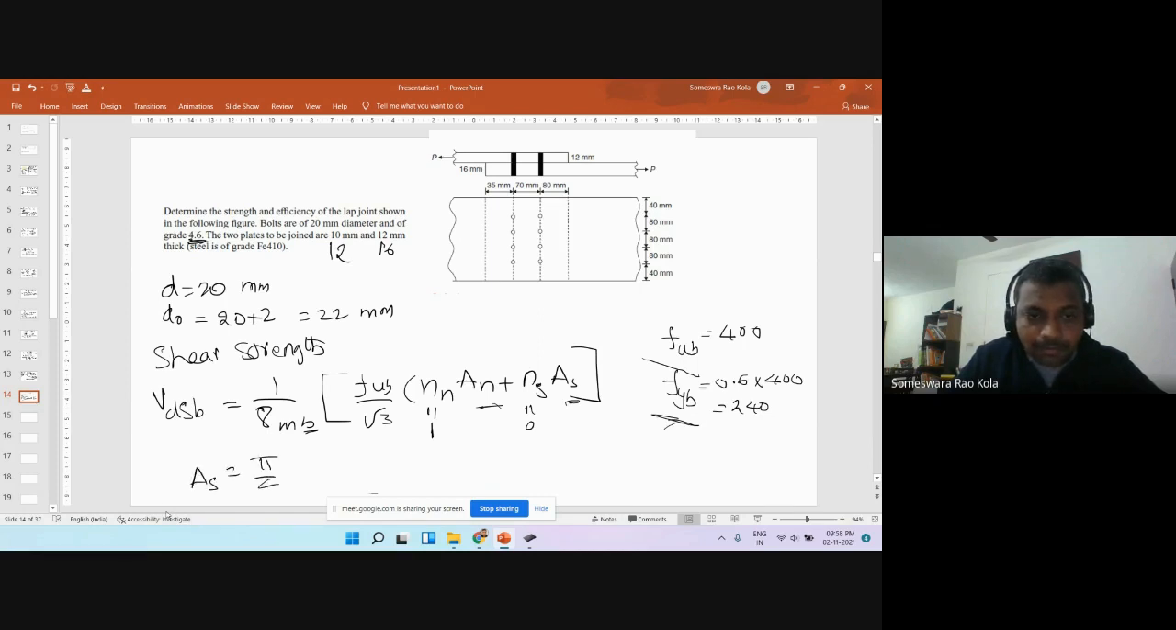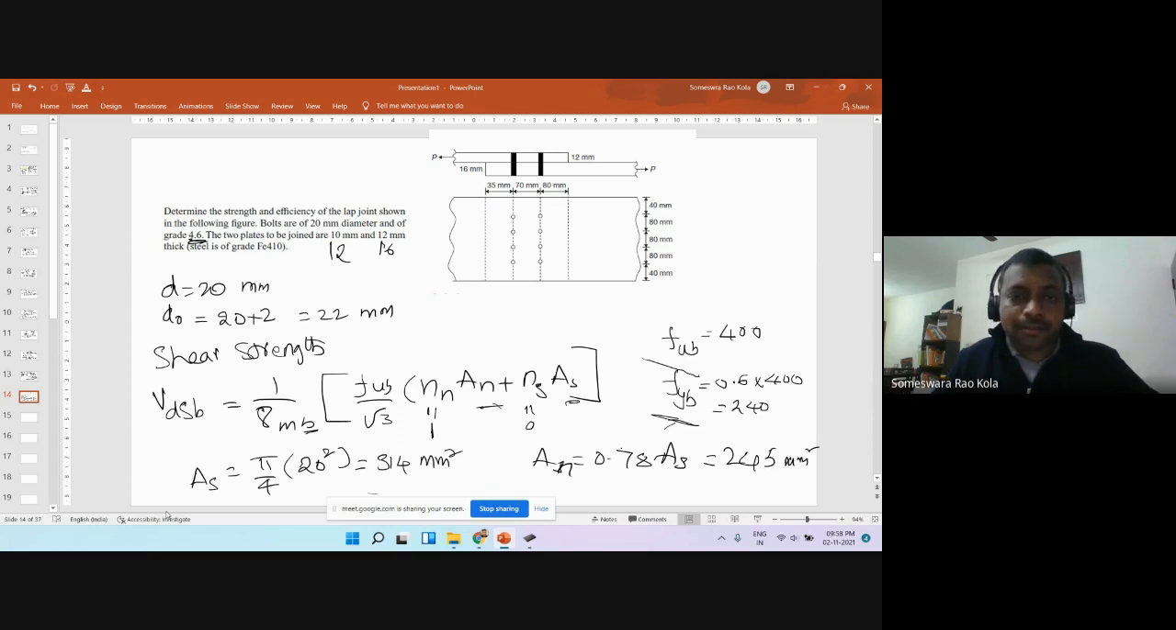Pi by 4, 20 square. That is coming to be 314 mm square. Then An will be 0.78 into As, which will come to be 245. Okay, I hope you understood this part.